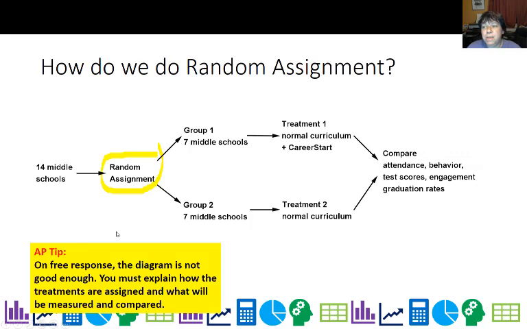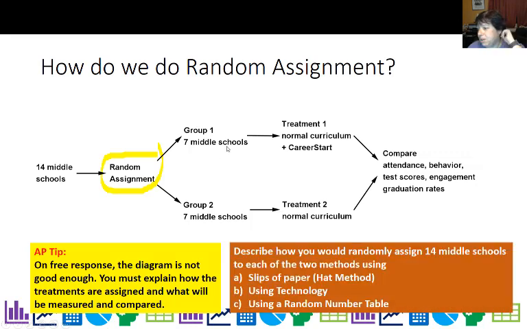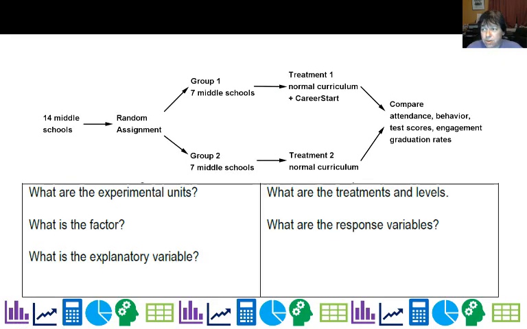Now, on the AP test, don't just draw a diagram. You have to explain how the treatments are assigned and what will be measured and compared. So it may seem like you're kind of showing it here, but you have to provide more detail. So describe how you would randomly assign 14 middle schools to each of the two methods. And we're going to talk about the hat method, using technology, and using a random number table. But before I do that, let's talk about this experiment.